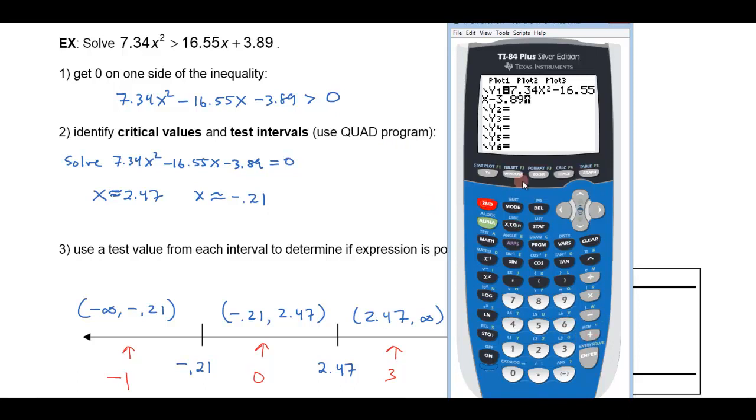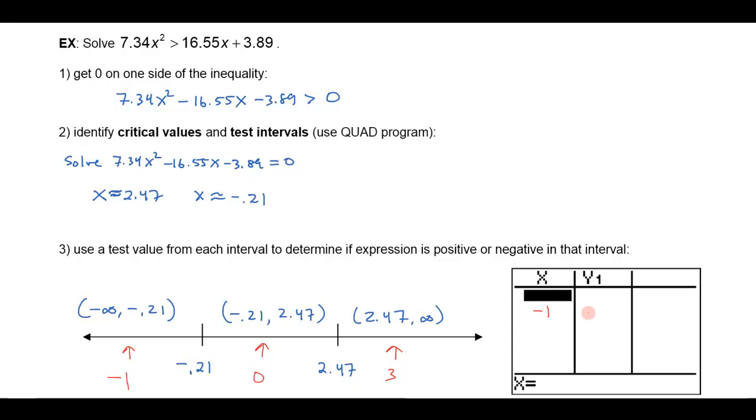Okay, and I'm going to go to my table setup here. I'm going to put my independent variable on ask, so I can just put in whatever x value I want, and I'll go to my table. If I plug in negative 1, I get 20, and in particular that tells me that if I plug in negative 1, I get something positive. And if I plug in 0, that's easy, I'm going to get negative 3.89. That's going to be something negative.